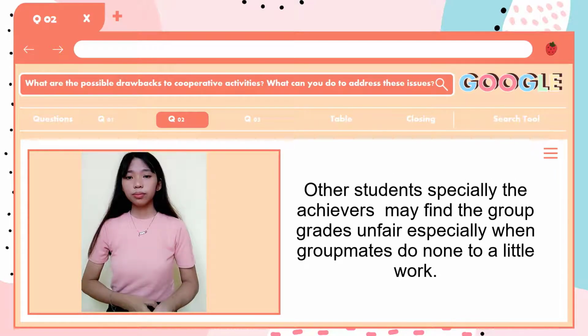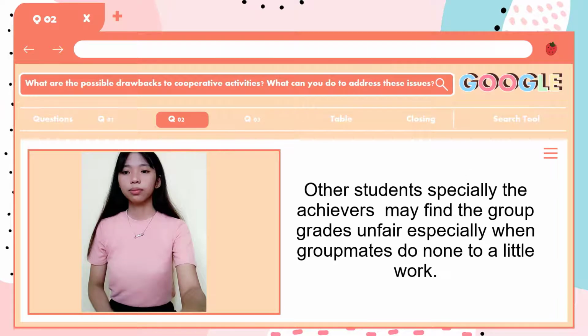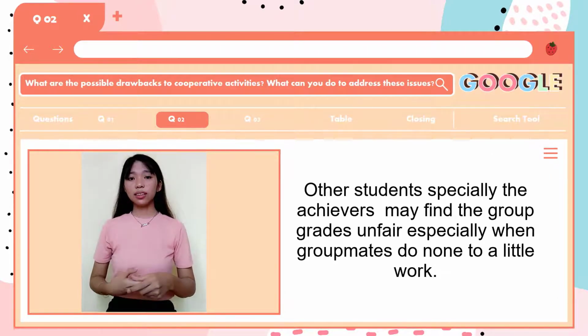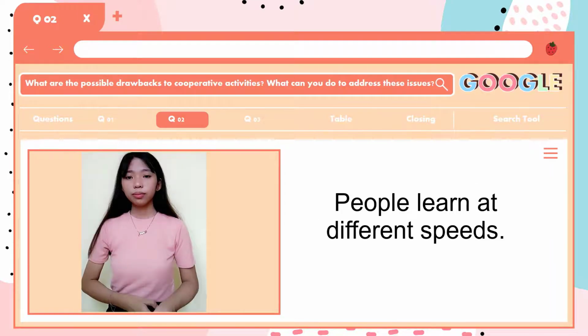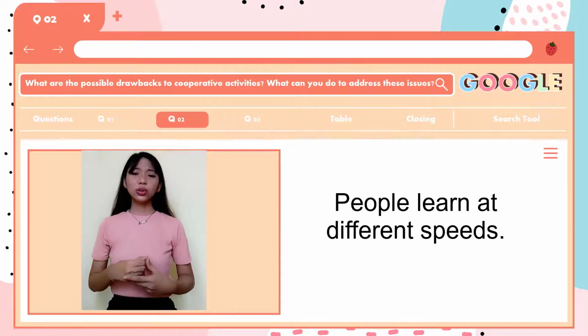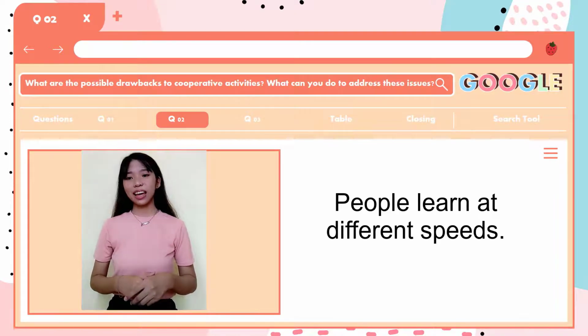Other students, especially the achievers, may find the group grades unfair, especially when group mates do none to a little work. That I will orient them first of the instructions and the values I'm expecting from them to inculcate as they complete the task. People learn at different speeds. Tama naman niya. And it is really hard to use a specific approach that will be applicable to all. That's why I will use different approaches. It's not always cooperative approach so that it may somehow fit the learning styles.